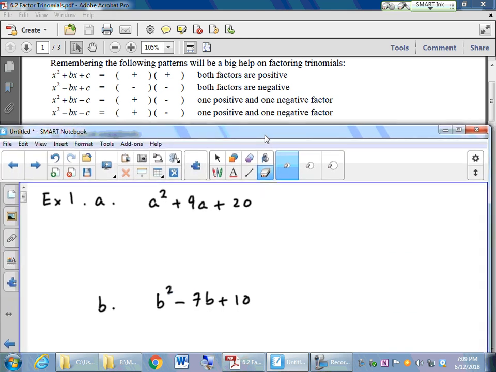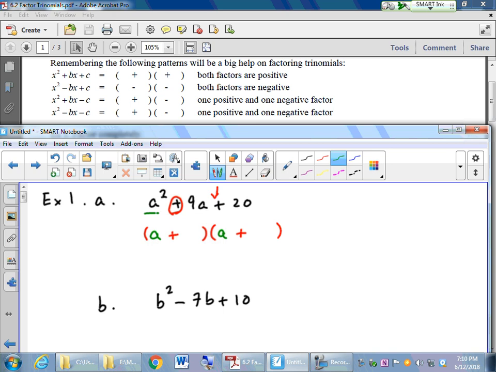Looking at example 1, I can see that the last term is positive and the middle term is also positive. So that tells us both of the factors will be positive. Since the first term is a squared, I will have only a and a on the first term. Now we need to think about the factors of 20. When we add them up, it will be 9.